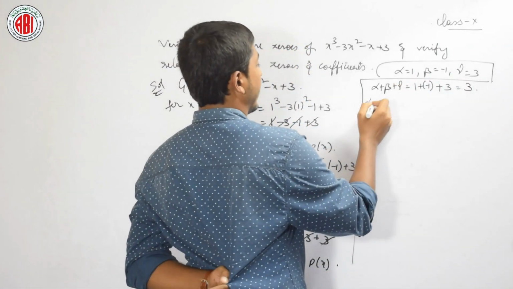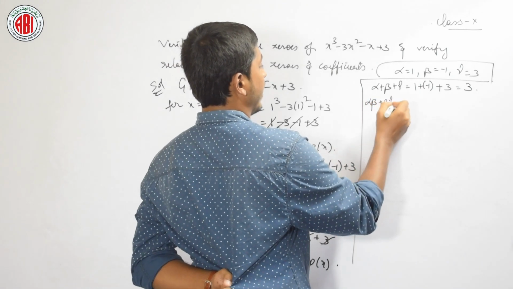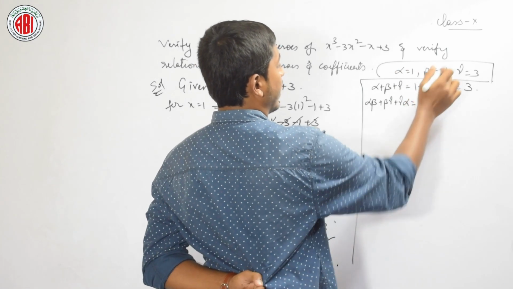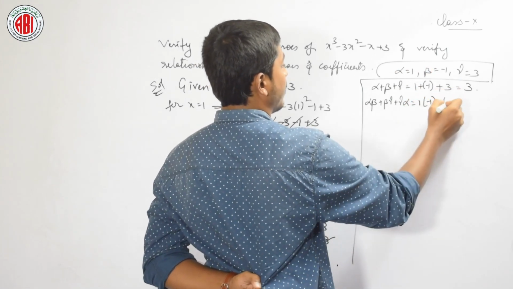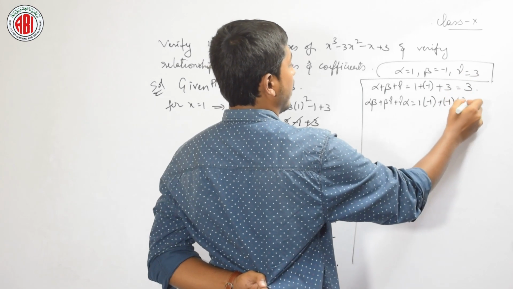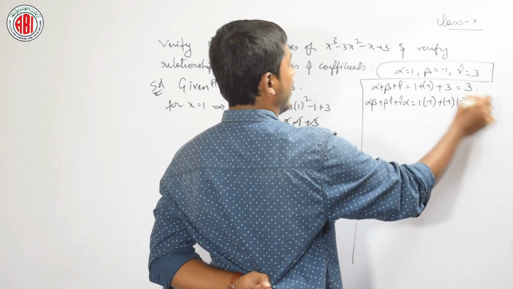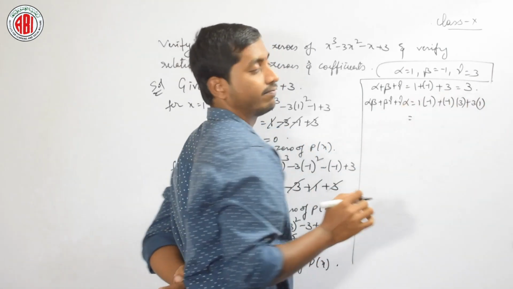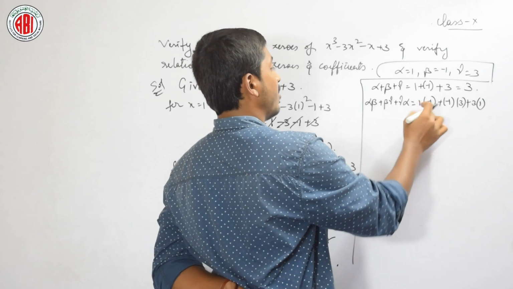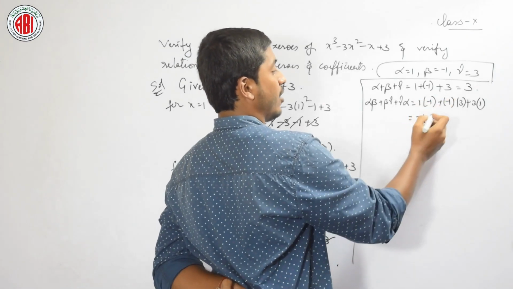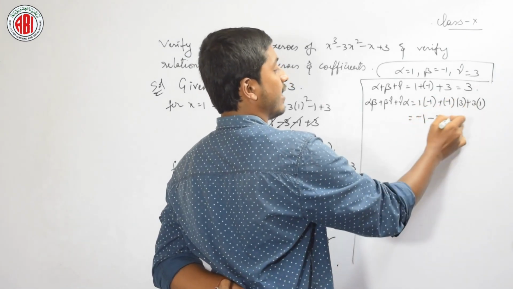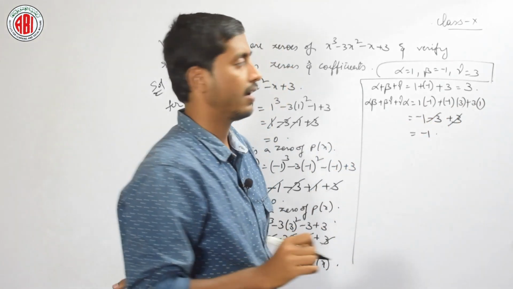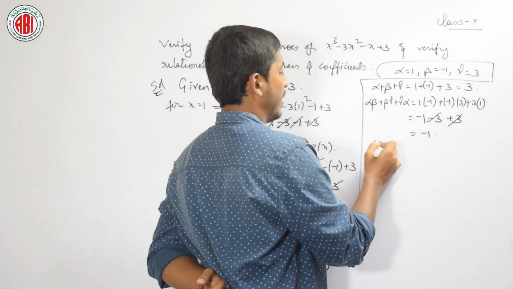Now let us find the second one, that is alpha beta, beta gamma, gamma alpha, right. Alpha is 1, beta is minus 1, beta is minus 1, gamma is 3, gamma is 3, alpha is 1, right. Is it clear? What is 1 into minus 1? Minus 1. Minus 1 into plus 3? Minus 3. 3 ones are 3. This gets cancelled, we get it as minus 1. Is it clear?